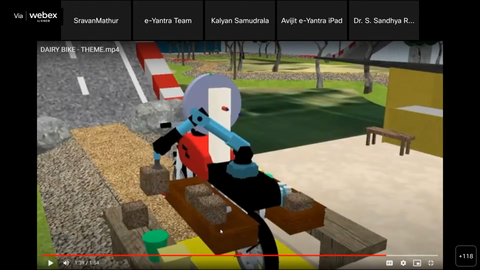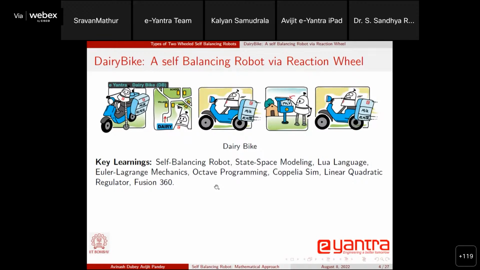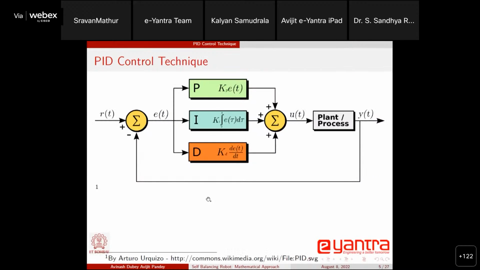So you saw that here the balancing was done using the reaction wheel concept. This is the main difference between the two types of self-balancing robot: in one you are using the driving wheel for balancing, and in the other you are using the reaction wheel for balancing. But inherently the concept underlying both of them is the inverted pendulum. So we will move further and see how this concept helps us.